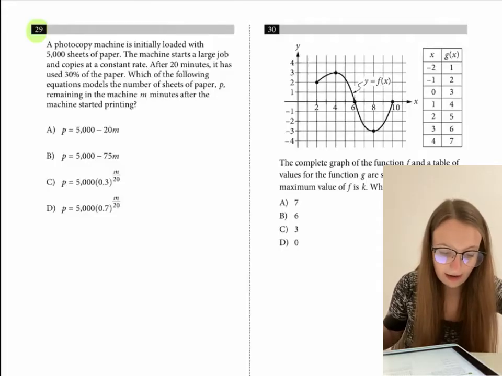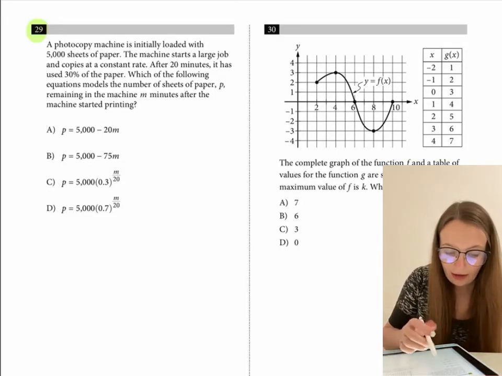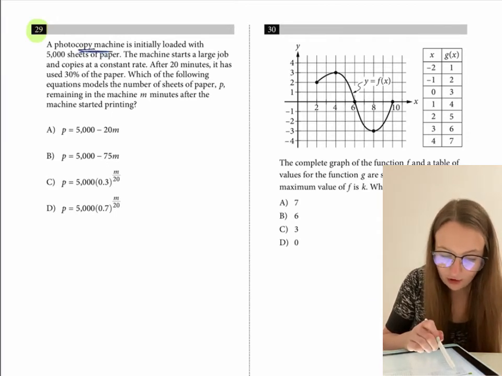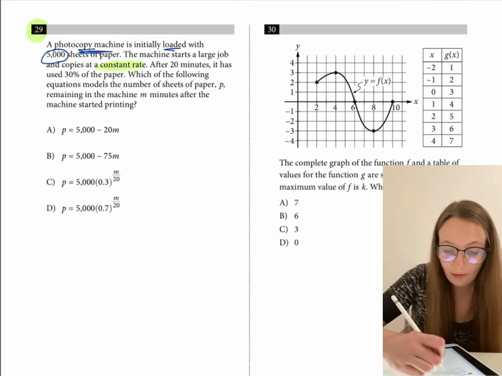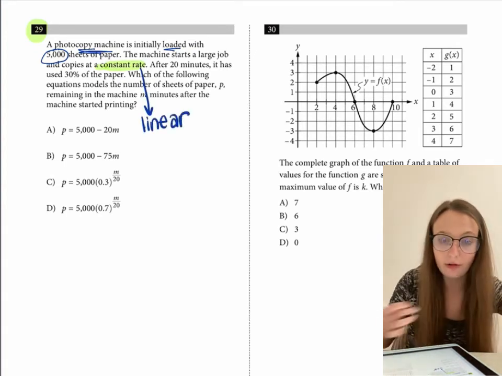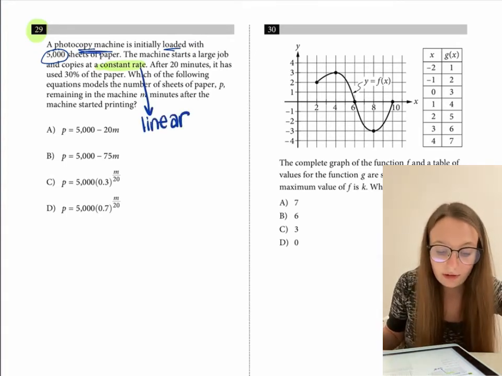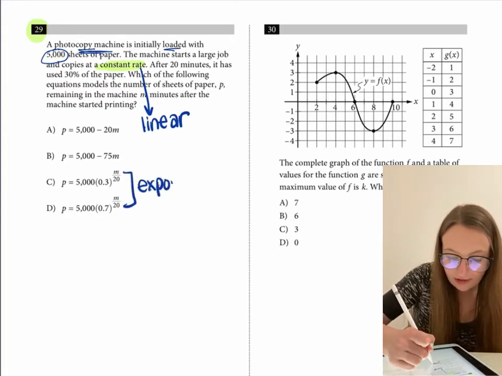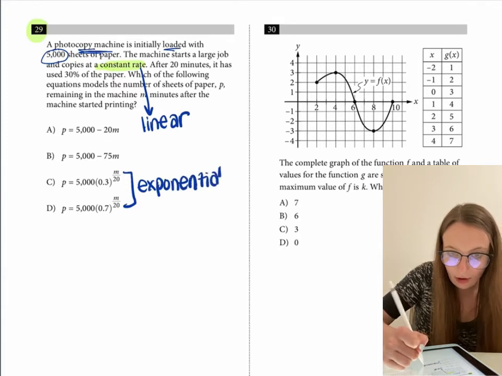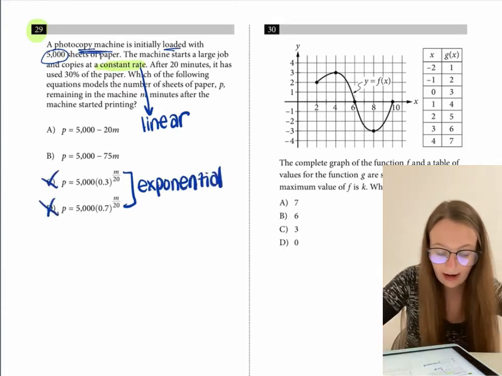Next up, we got question number 29. So they tell us that the photocopy machine is initially loaded with 5,000 sheets of paper. And then it says the machine starts a large job and copies at a constant rate. Okay, so whenever we see constant rate, we automatically want to be thinking about linear growth or linear decay. So when we look at choices C and D, these are modeling an exponential situation, which is not constant growth. So automatically I'm going to knock out those two choices.